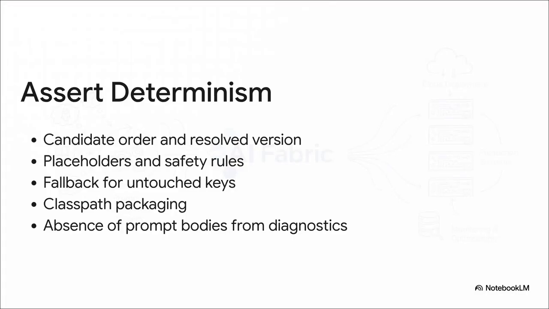Instead of those brittle prose checks, your regression proofs must assert the strict deterministic properties of AI Fabric. Test the candidate order and ensure the resolved version is exactly what you expect. Verify that required placeholders and critical safety rules exist within your templates. Prove your fallback behavior for untouched keys. Prove your class path packaging is correct, and rigidly ensure the complete absence of prompt bodies from any public diagnostics. These are the rock-solid properties you can actually rely on for a stable production release.